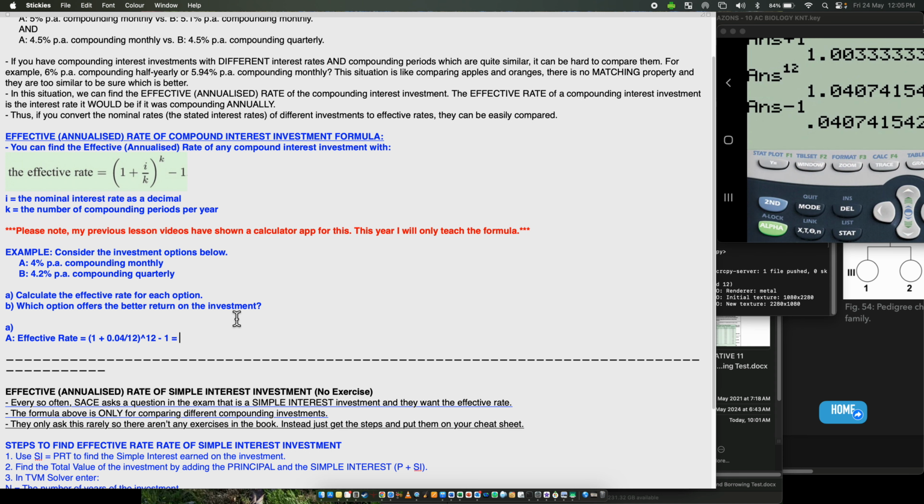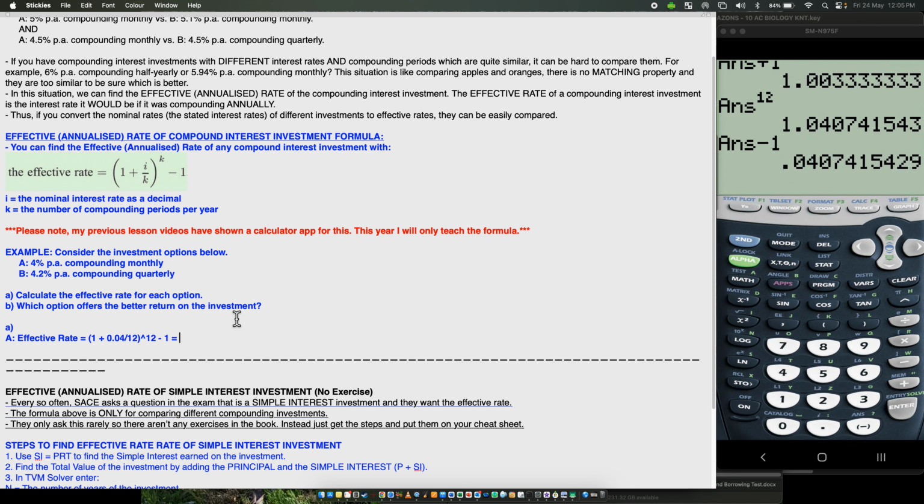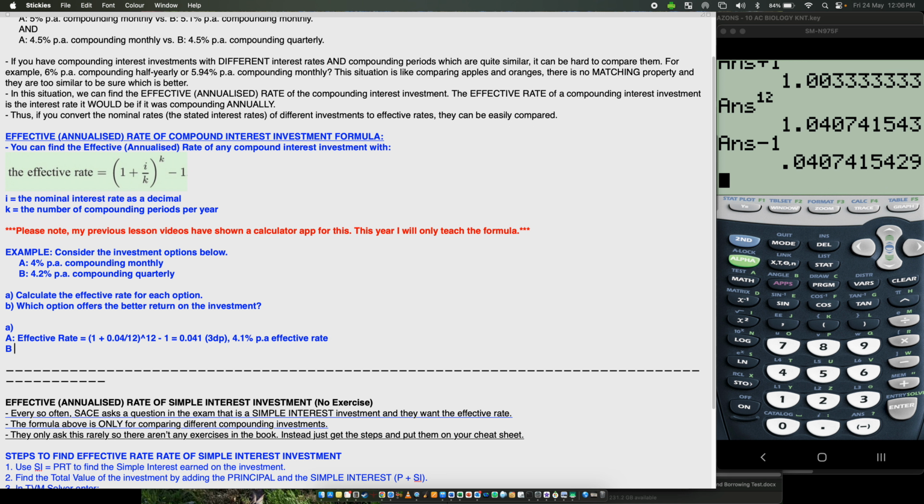So the effective rate is going to be 0.041 to 3 decimal points. But that's not a rate, that's a decimal right now. What percentage would that be? With 0.041, what percentage would that be? 4.1% per annum, effective rate. That's for A.